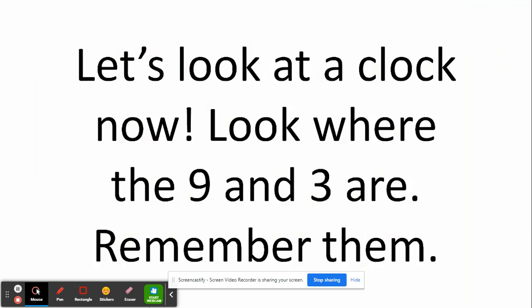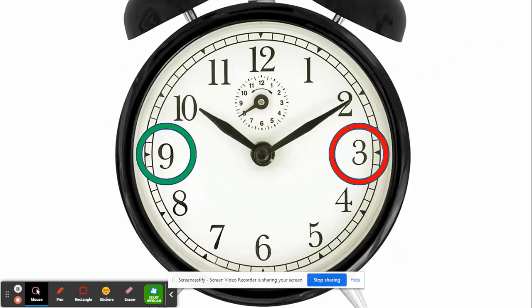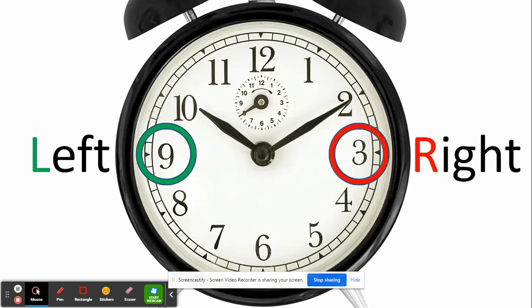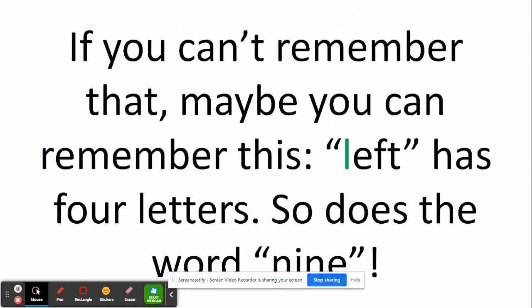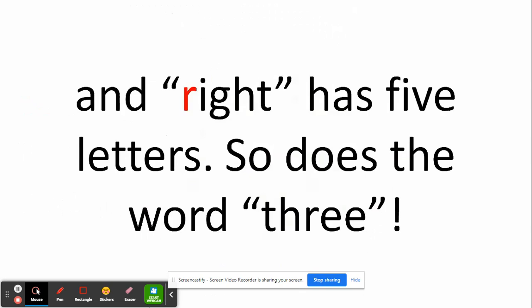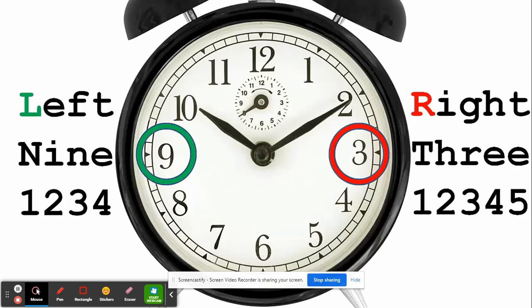Let's look at a clock now. Look where the 9 and 3 are. Remember them. So there's the 9 and there's the 3. Look, the 9 is on the left and the 3 is on the right. If you can't remember that, maybe you can remember this. Left has 4 letters. So does the word 9. Left, 9, 1, 2, 3, 4 letters. And right has 5 letters. So does the word 3. Right, 3, 1, 2, 3, 4, 5 letters.